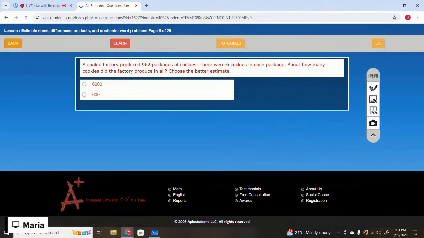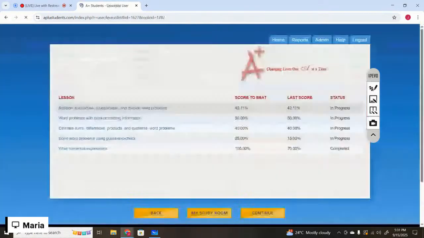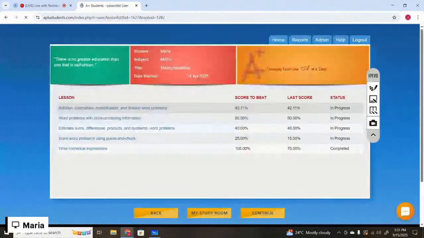Okay, you can complete the lesson by yourself later today. Let me just move on to the next lesson. Solve word problems using guess and check.